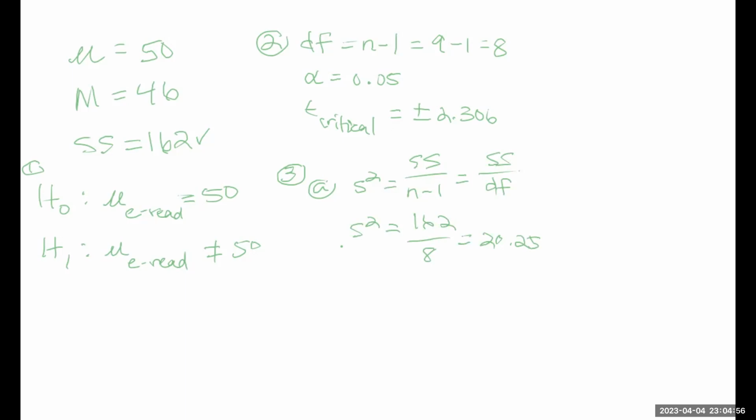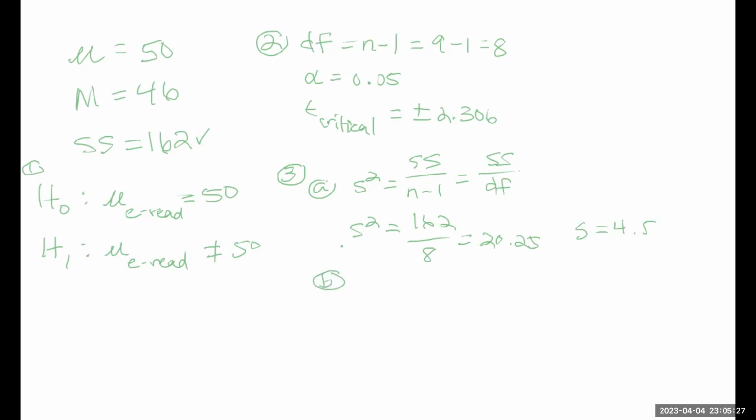So the square root of 20.25. So S equals 4.5. Okay. So we're going to do 4.5. All right, so now we have our standard deviation or our variance. And so the next step would be B, right?